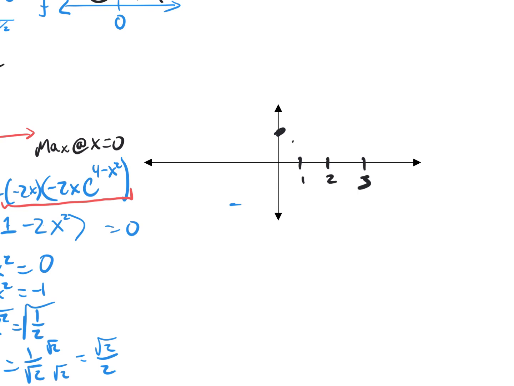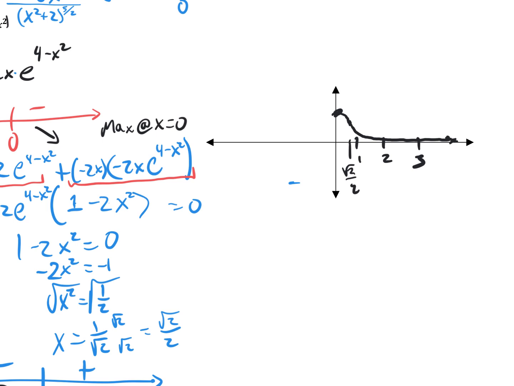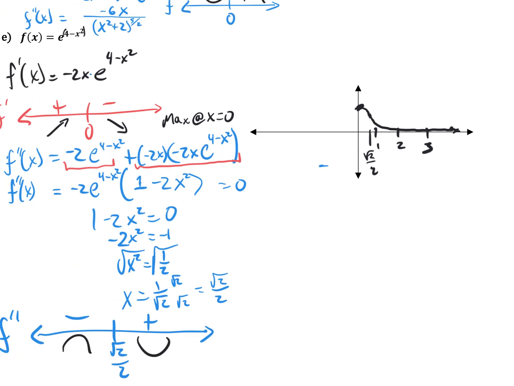So whatever's going on here, this is the square root of 2 over 2. So it's concave up, and then it's concave down. All right, and there we go. And then what's happening over here?